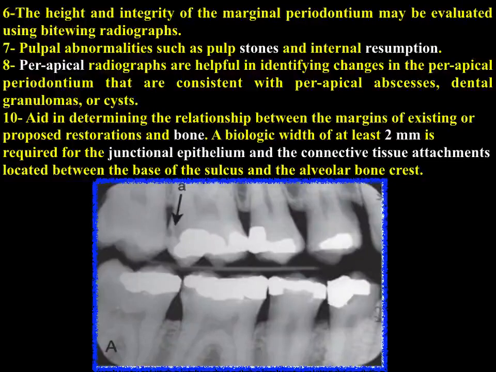Eight, periapical radiographs are helpful in identifying changes in the periapical periodontium that are consistent with periapical abscess, dental granuloma, or cyst. All these can be seen in the periapical radiograph as a widening of the periodontium, and may be seen as a radiolucent ball in the apical area in the granuloma and cyst.